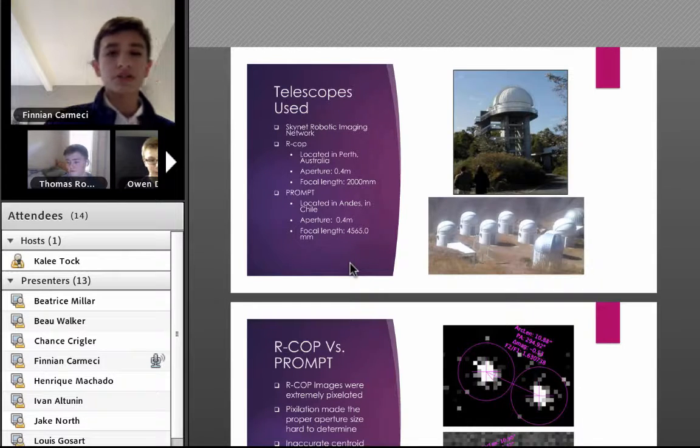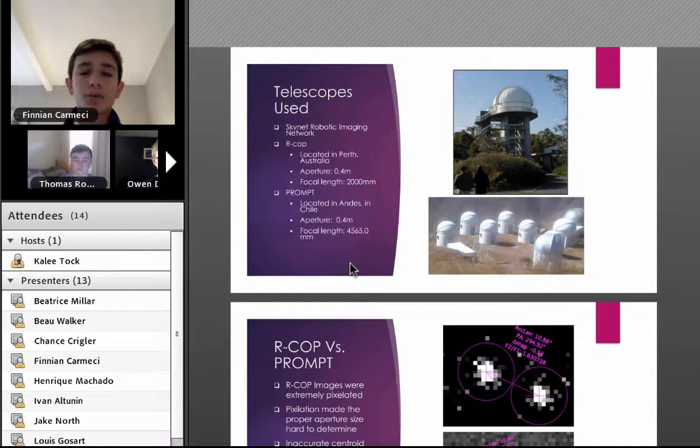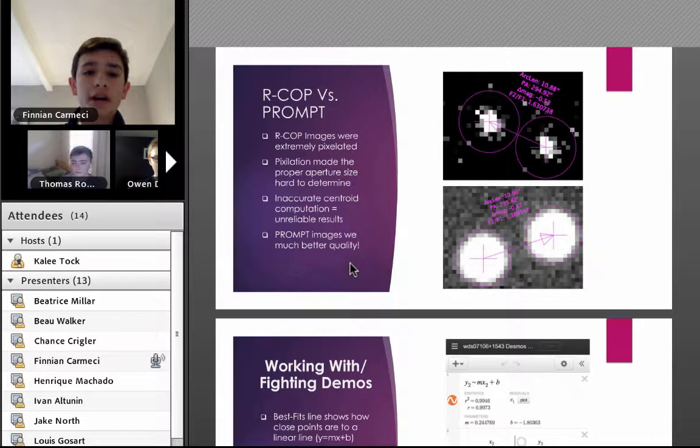The telescopes we used to observe our system were the ARCOP telescope in Perth, Australia, and two PROMPT telescopes, PROMPT 2 and PROMPT 5, both located in the Andes in Chile. When we got our images back from the ARCOP telescope, they came back super pixelated, as you can see from the image. This pixelation made it really difficult to choose an appropriate aperture size to analyze the stars. And when it's difficult to choose an aperture size, then the centroid computation of each star becomes very inaccurate, and your results are generally just unreliable.